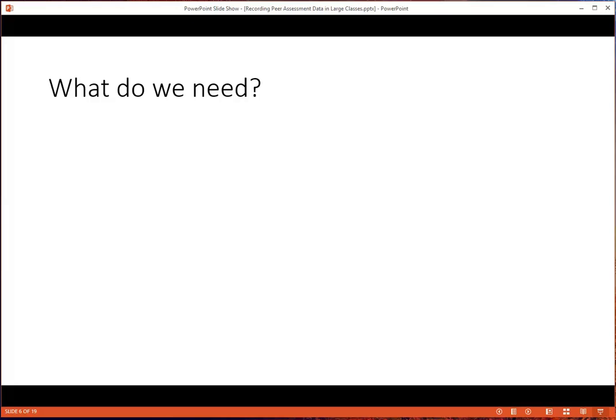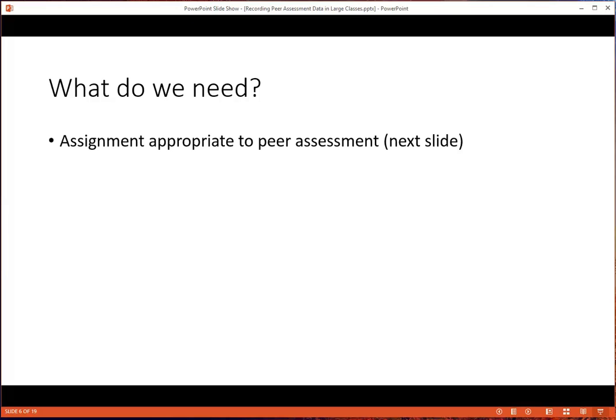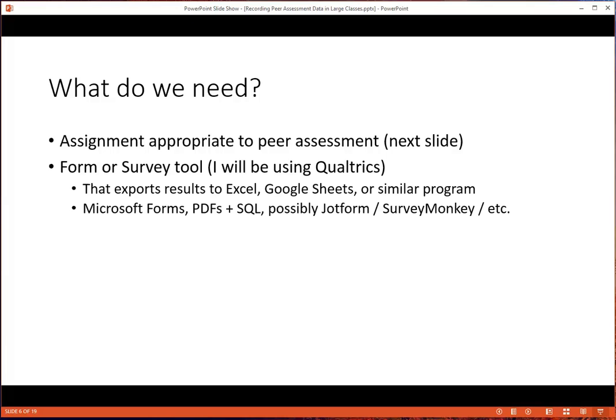So, what do you need? An assignment appropriate to peer assessment. Not all assignments are appropriate to peer assessment. I'll address that more in the next couple of slides. Some form or survey tool. I'm going to be using Qualtrics. I find it to be a very useful platform, and it exports its results to Excel and comma separated value, which is really useful. Microsoft Forms also does this. I'm not completely familiar with that platform.